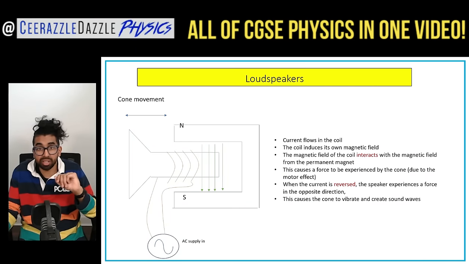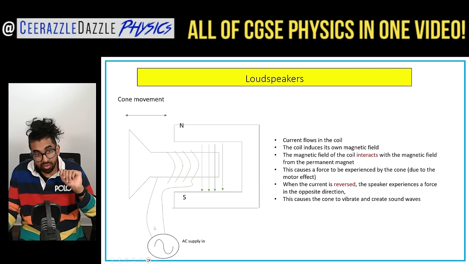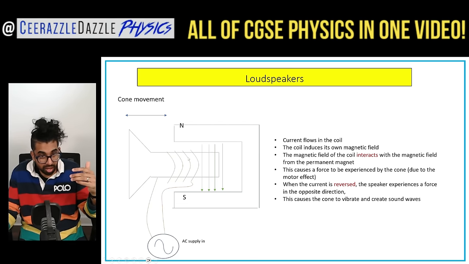Loudspeakers. How do loudspeakers work? Right, so this is quite tricky the first time you look at it. First of all, there is a bar magnet over here, north and south, going around, and we have a speaker cone in between. There are coils wrapped around the speaker cone. So what we're going to do is this. You're going to pass current through the coil. When you pass current through the coil, it will generate its own magnetic field. But there is already a magnetic field from the permanent magnet. The magnetic field around the coil will interact with the magnetic field from the permanent magnet. The two fields interact. Therefore, it causes a force to be experienced by the cone and the cone will move outwards. Okay, then how would the cone move inwards?